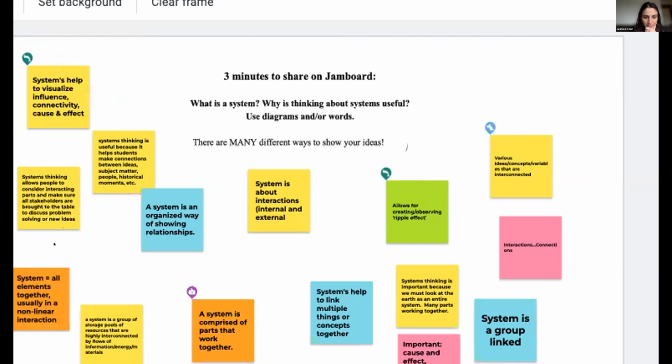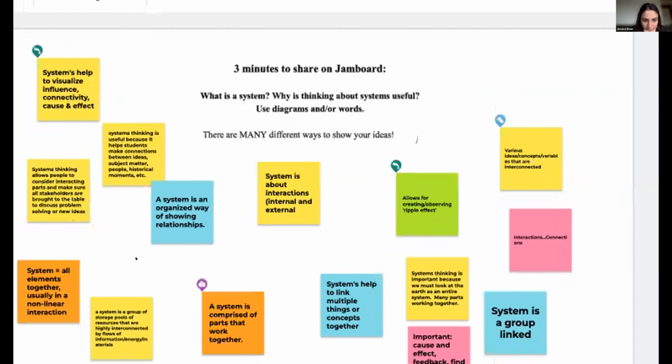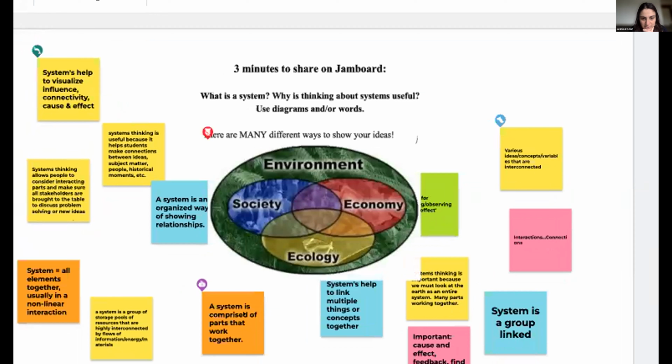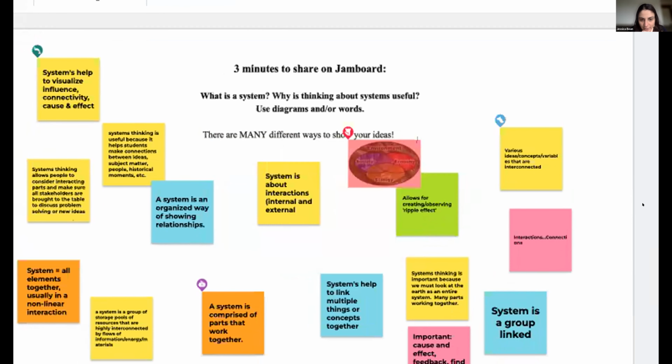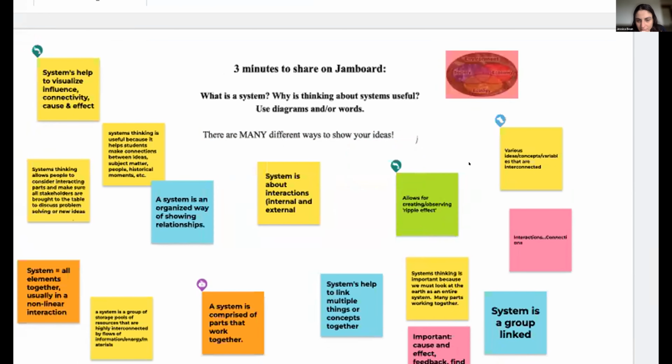Interesting. So really thinking about a lot of different communities who might be affected by various changes in the system. System equals all elements together, usually in a non-linear interaction. The system is comprised of parts that work together. Awesome. And someone uploaded a graphic that shows interactions in the environment, society, economy, ecology. Awesome. So again, we can use that word systems in so many different realms, right?